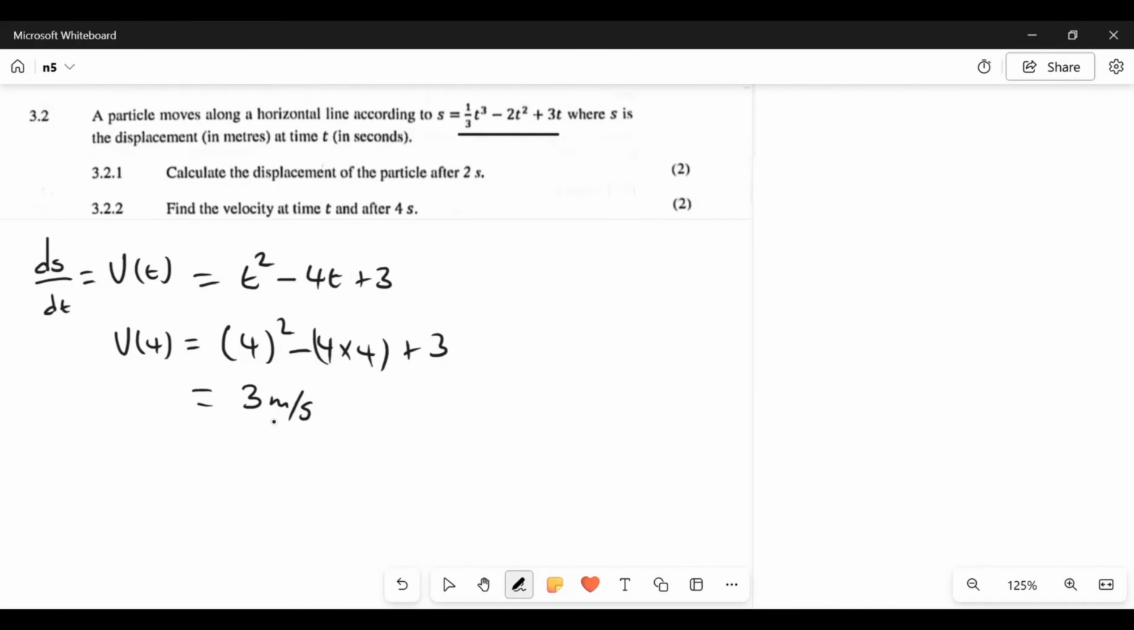Remember, when you calculate the velocity of this particle, you need to derive the displacement formula so that it can be the velocity formula. So this is basically how you calculate the velocity. Okay, people, we are done with this question.